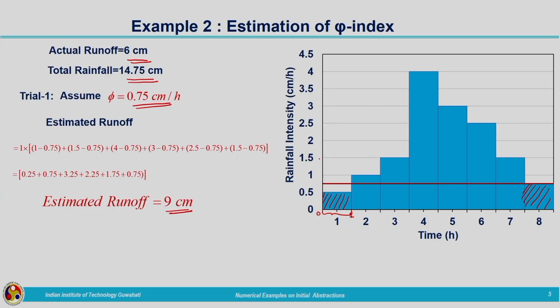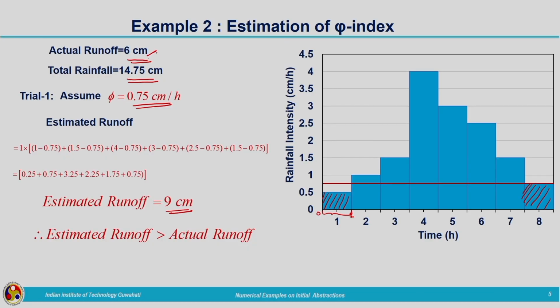Here in this case, we are making an initial guess of the phi index value between 0.5 and 1, or it can be assumed between 1 and 1.5 also. Based on your assumption and the calculated estimated runoff depth, you can change the initial guess value. Here, with the phi index value of 0.75 centimeters per hour, our estimated runoff value is 9 centimeters. This estimated value of 9 centimeters is more than the actual runoff. Actual runoff is 6 centimeters and the estimated is 9 centimeters.